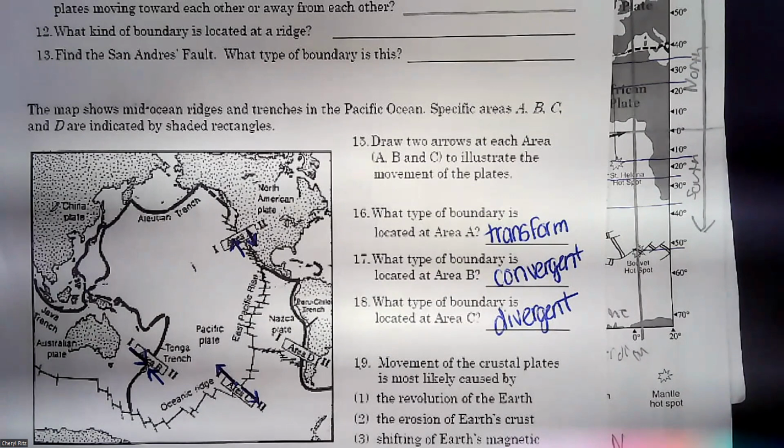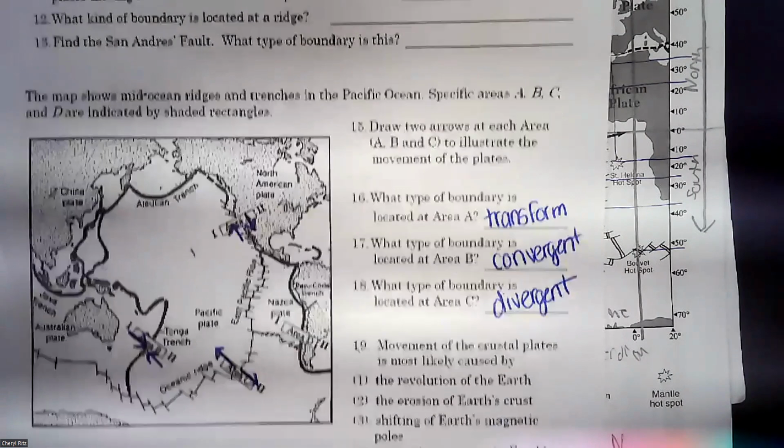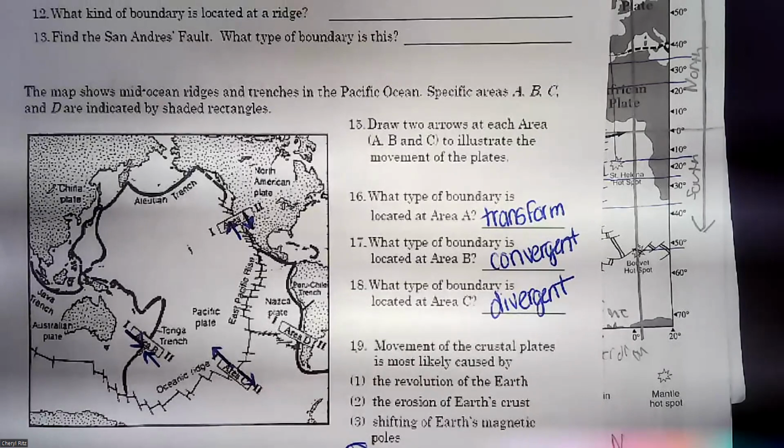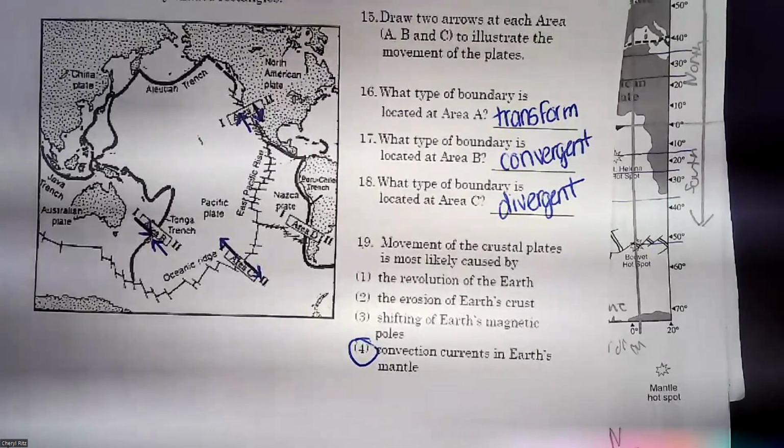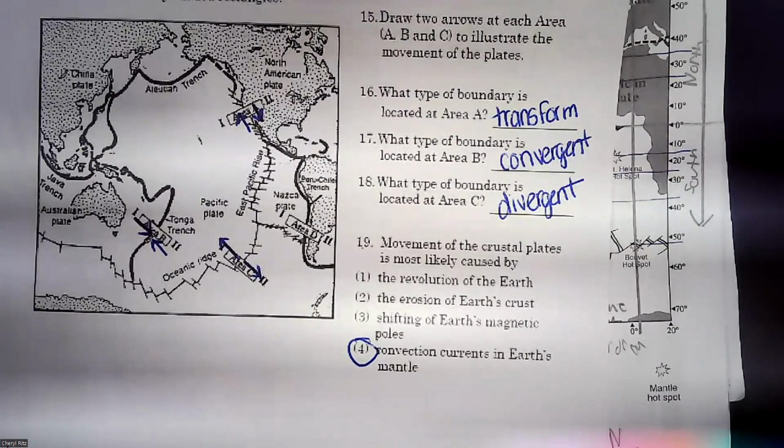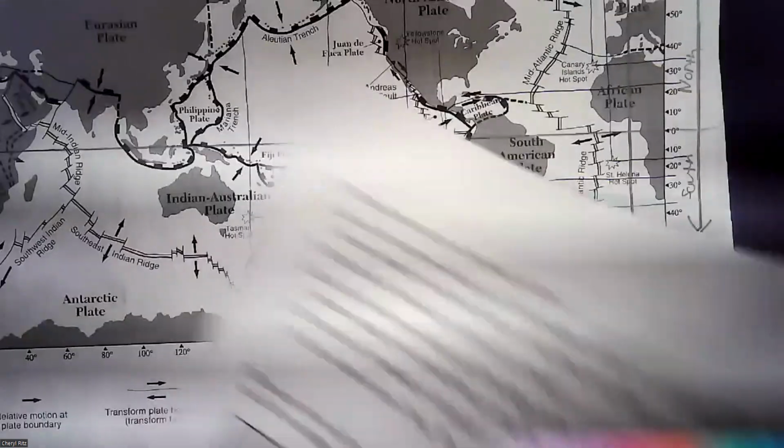So I heard some 1s, I heard some 2s, and I heard some 3s and 4s. It is 4. It is the convection currents in the mantle. If you got it wrong, that's okay. I didn't teach it to you yet. All right, so that was your homework due today.